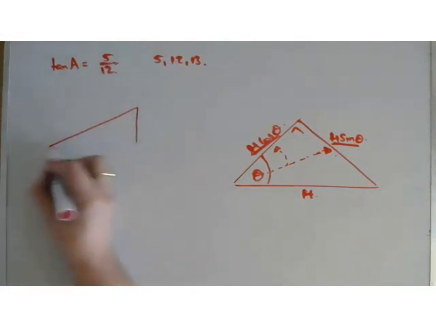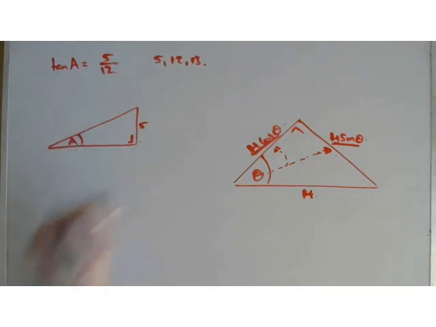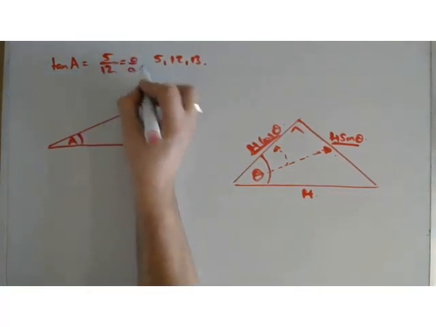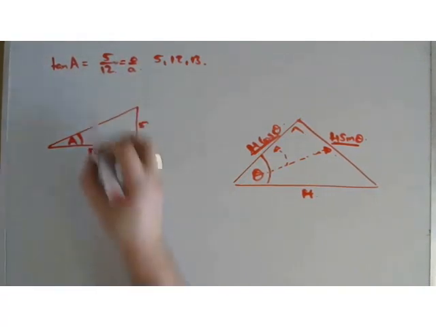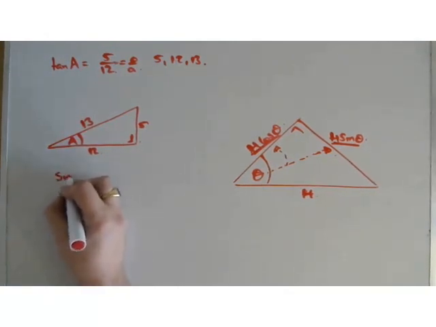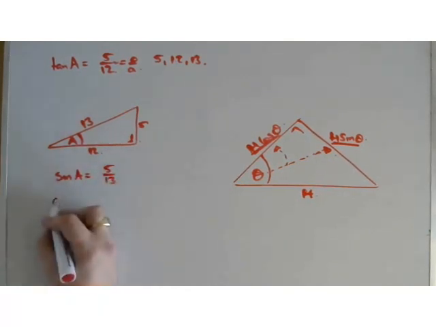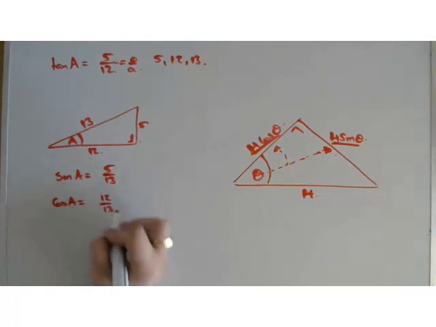So this is our triangle. This is our angle A. Tan is the opposite over the adjacent, so that's 5 and that's 12. And when you do Pythagoras on this, you get that this side here is 13. So the sine of A is 5 over 13, and the cos of A is 12 over 13.